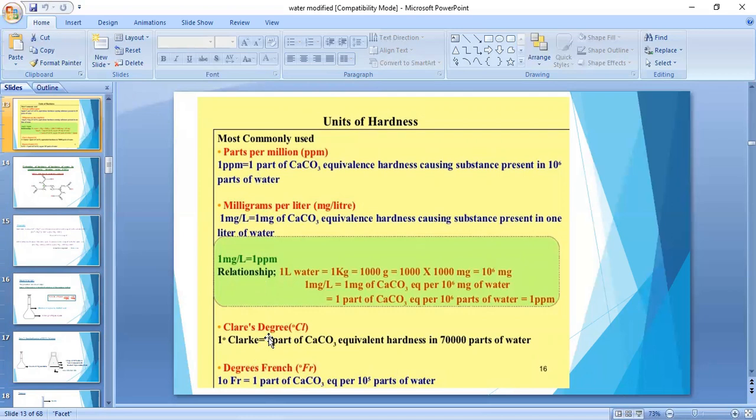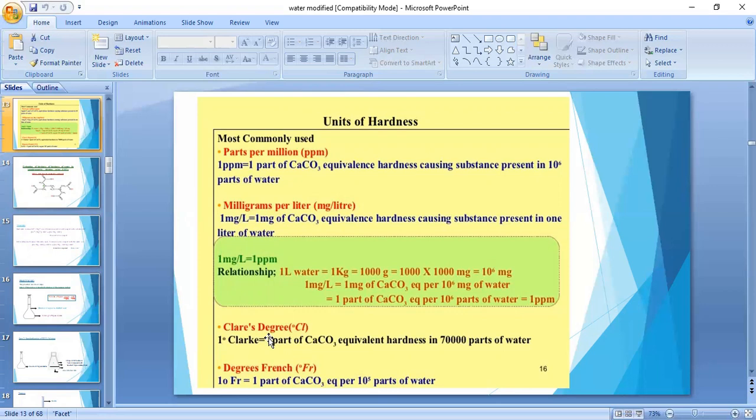And all these units are converted in terms of calcium carbonate. So hardness is especially expressed in terms of calcium carbonate. Why? Because calcium carbonate is the most insoluble salt. Among all the salts which are responsible for hardness, we express the hardness in terms of calcium carbonate.